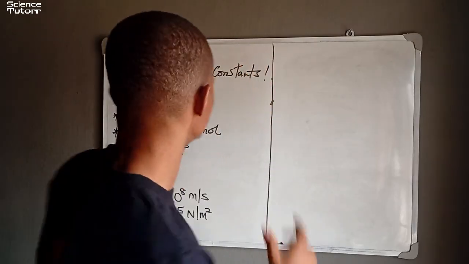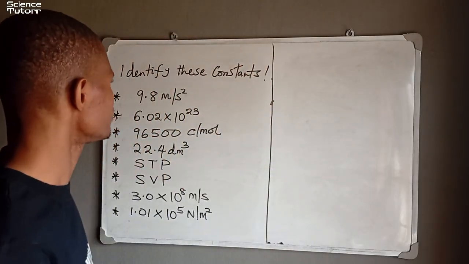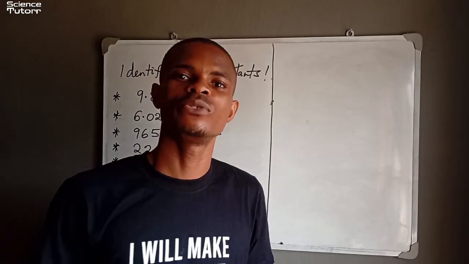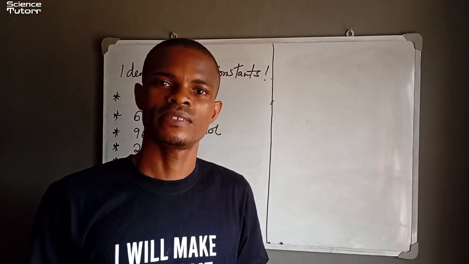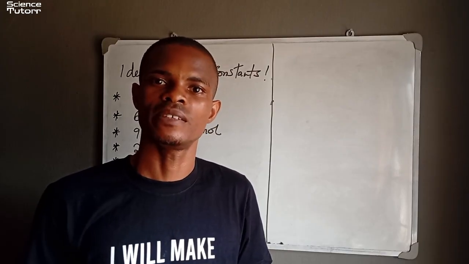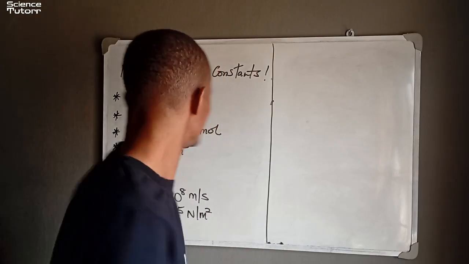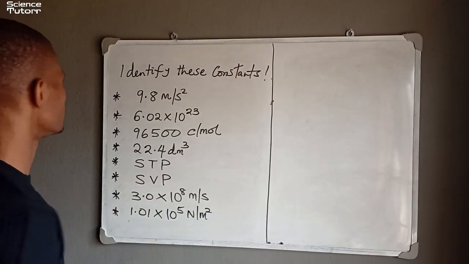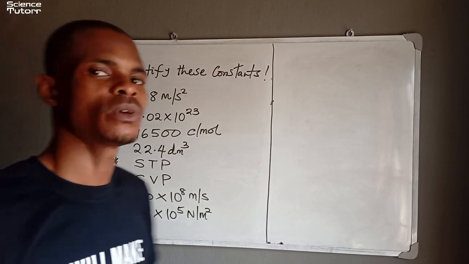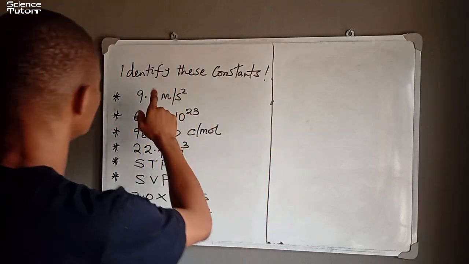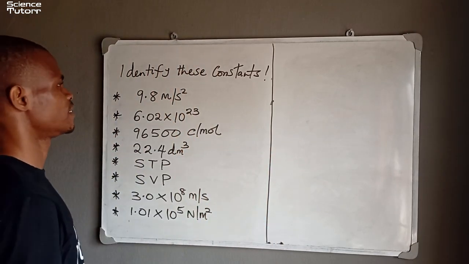Let's identify these constants. Meanwhile, how good are you at memorizing and identifying constants in your basic science when you see them? The first one, we have 9.8 meter per second square. What comes to your mind when you see this value, 9.8?